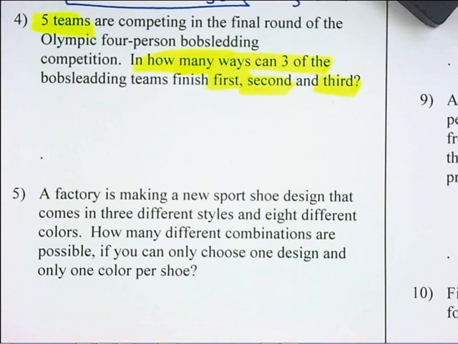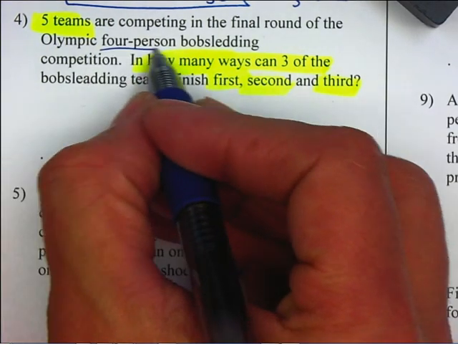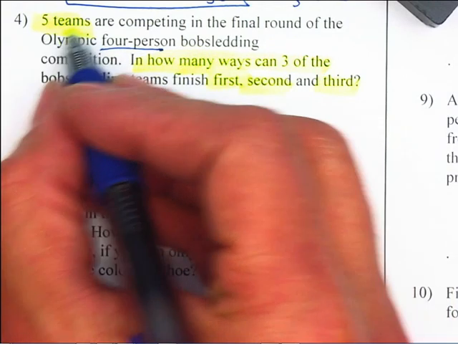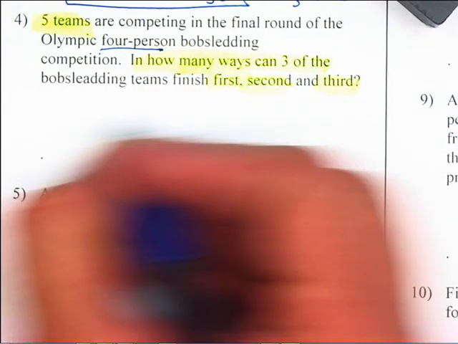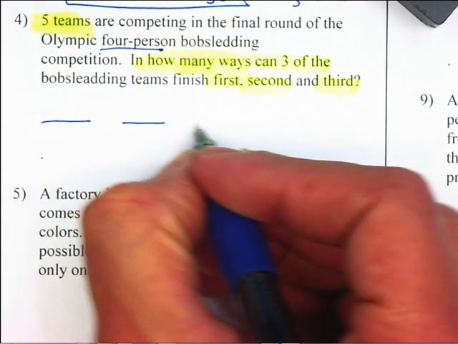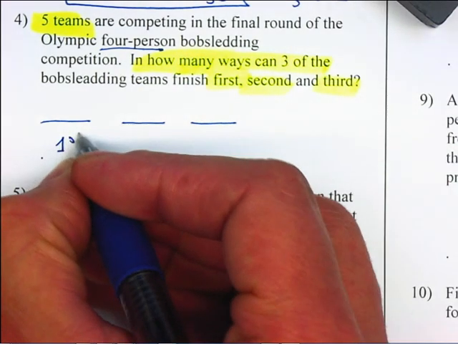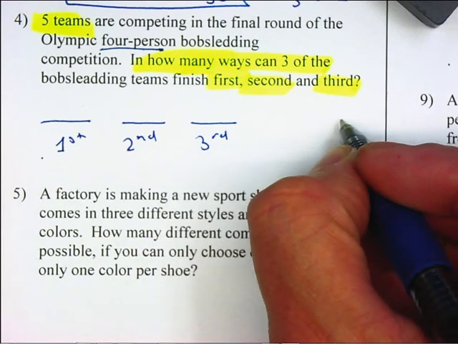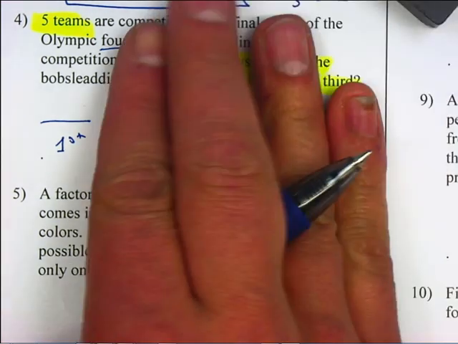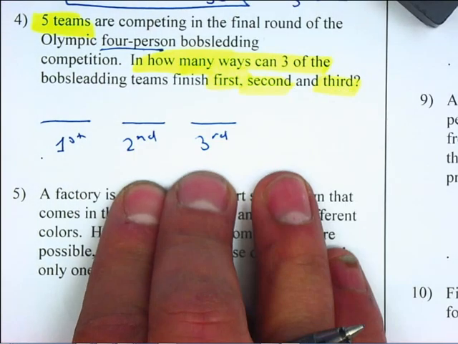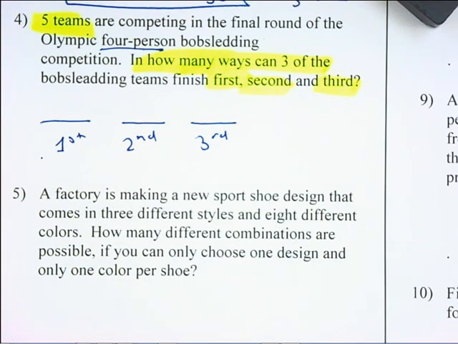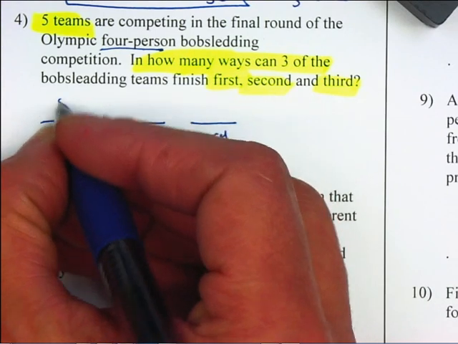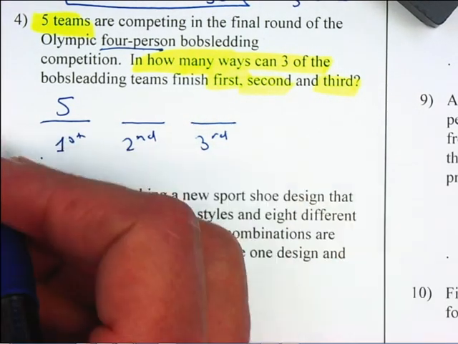So they're all in a race, and remember, the fact that it's a 4-person race, 4-person per bobsled does not matter. So we're just looking for the 5 teams. We're looking for first, second, and third. It doesn't matter who finishes 4th or 5th. It really shouldn't matter who finishes 2nd and 3rd, but in this case they do ask you about it. So how many teams are available for the first spot? All 5 of them. One of them crosses the line.